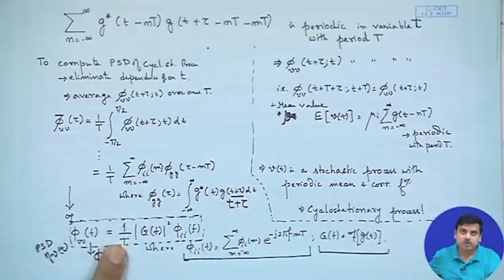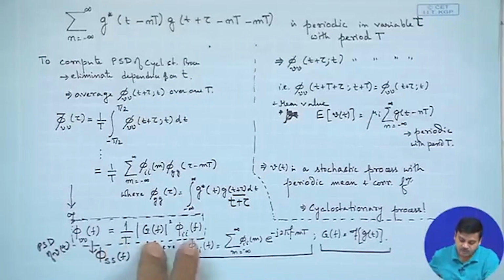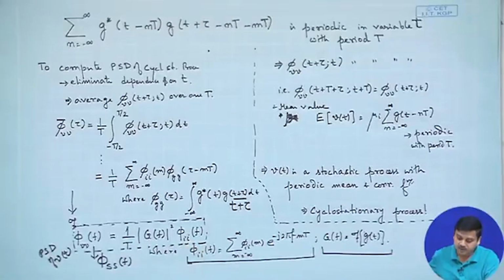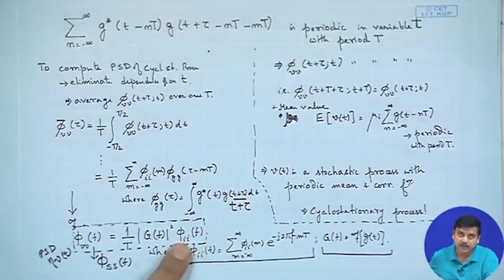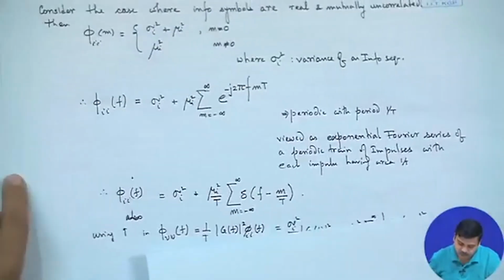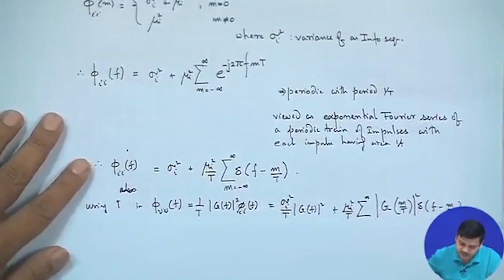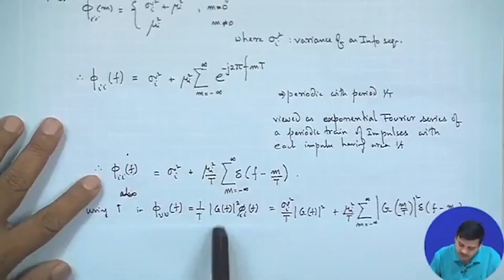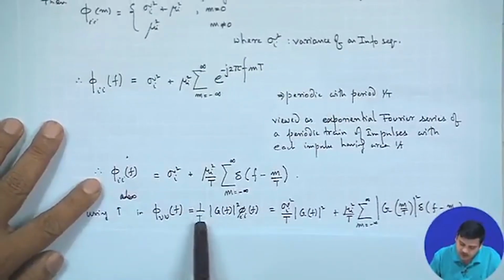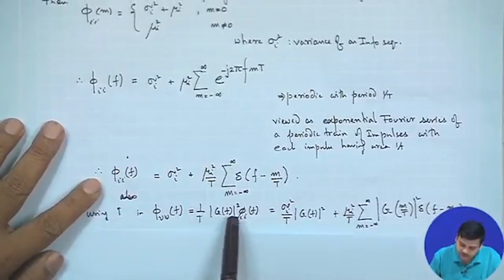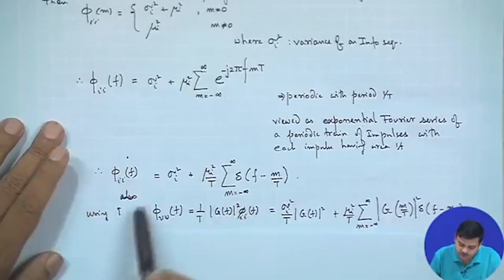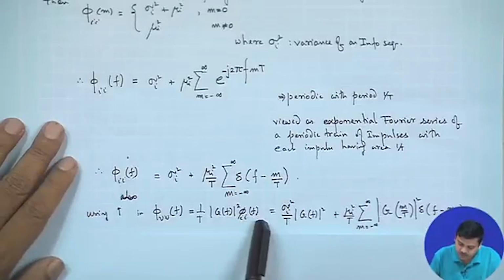So, here is what we have: phi_vv(f). We have these two terms, and we now have an expression for phi_I(f) while making certain assumptions about I, which we just did. Then you could write it, using this expression, as 1/T |G(f)|^2 phi_I(f). This is what we had before, this particular expression.